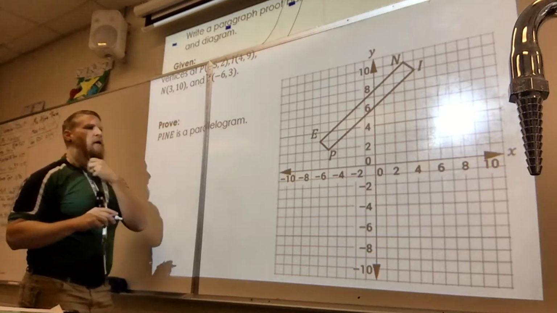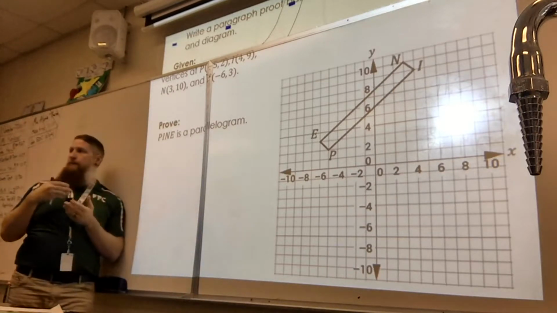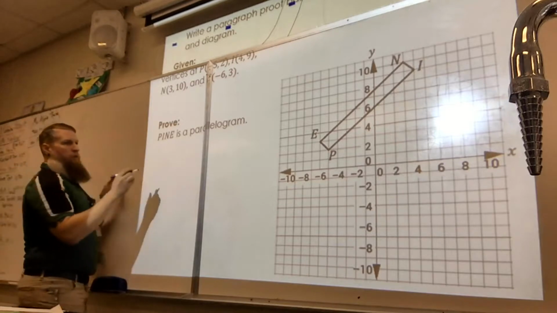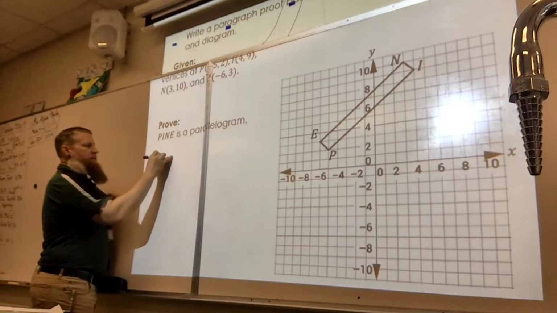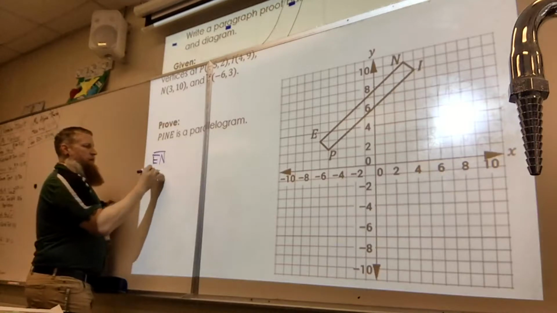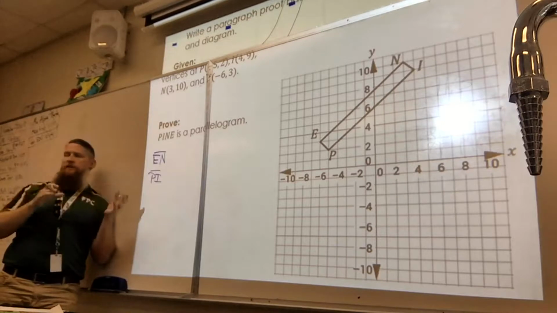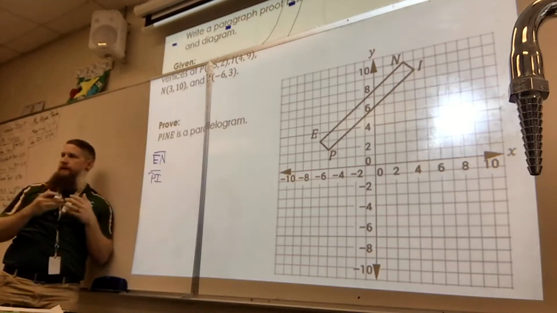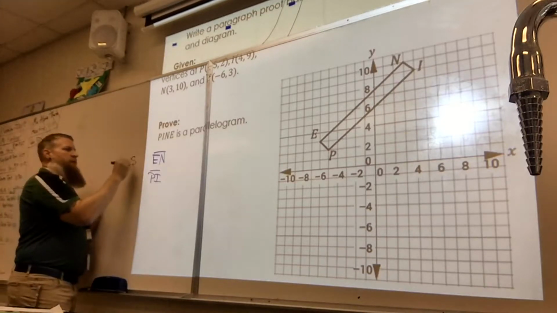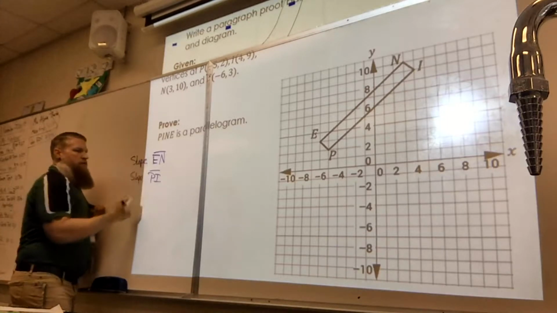Okay? All right, so what you need to do is first pair up your sides that are the opposite ones, such as looking at the picture, I can tell that EN and what's the other one? PI are the ones that are opposite each other. Okay, so my work, and this is going to be the actual work for the proof. Like I'm not writing out full sentences or anything here. What I'm doing is I'm checking the slope for that and the slope for that one.